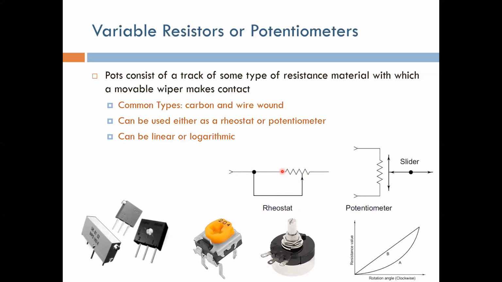All the way to here is exactly the full value of the resistance. This is basically the range of the rheostat. For the potentiometer, you have three values. You have three leads like this or like this. Most of the potentiometers actually have three leads like this.